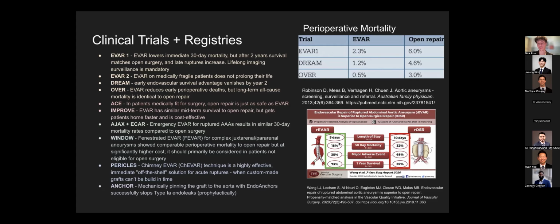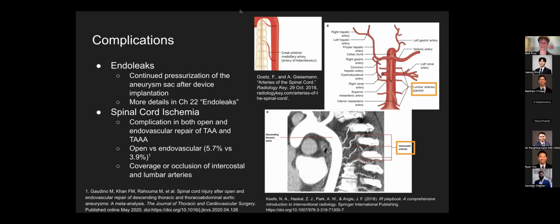30-day mortality was almost half in comparison to open. Major adverse events, once again, almost half. And 1 year survival was higher in EVAR in comparison to open. So apologies for not going too much in depth. I wanted just to get a blanket overview of a lot of these trials and registries. A lot of them showed that EVAR is superior to open short term, but then longer term results are similar. These are different complications that can arise.